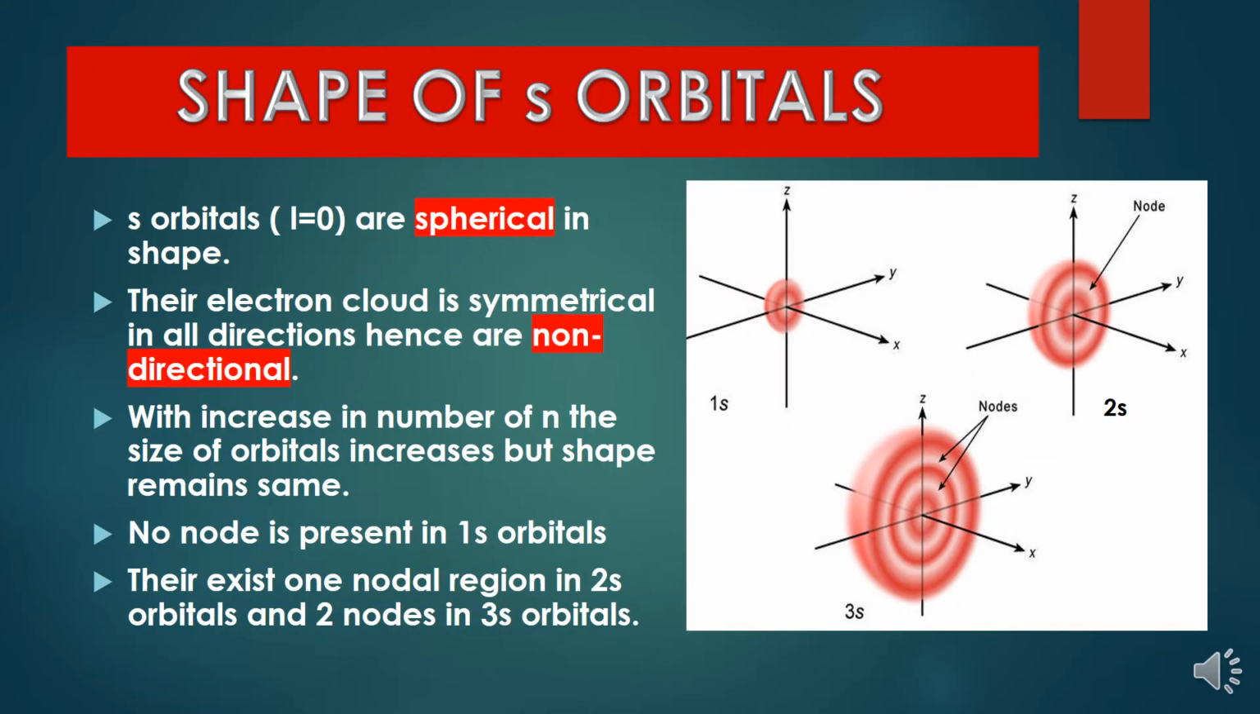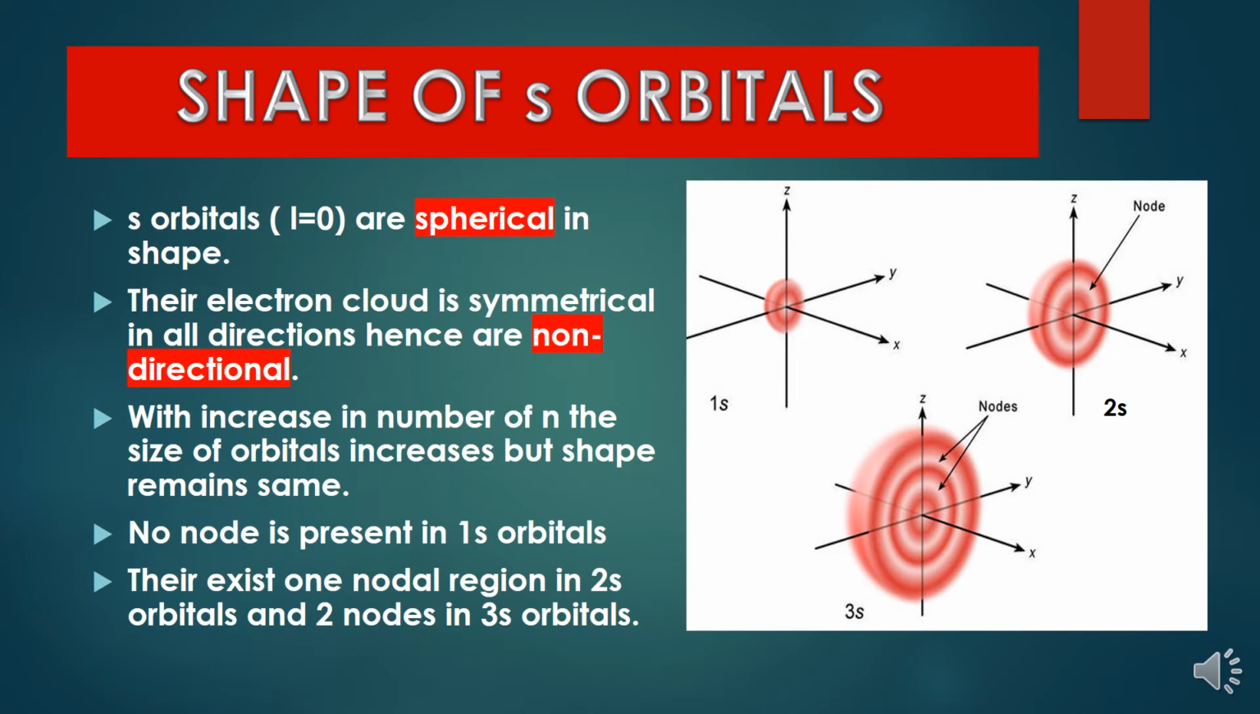Now we'll consider shapes of s orbitals. Because the value of L is 0, s orbitals are spherical in shape, as we have already discussed in quantum numbers. So s orbitals are spherical in shape and their electron cloud is symmetrical. As you can see here, in x, y, z, all three directions, the electron cloud is symmetrically distributed. Hence these orbitals are non-directional, मतलब किसी भी एक particular direction में oriented नहीं है. They are symmetrically distributed in all directions.